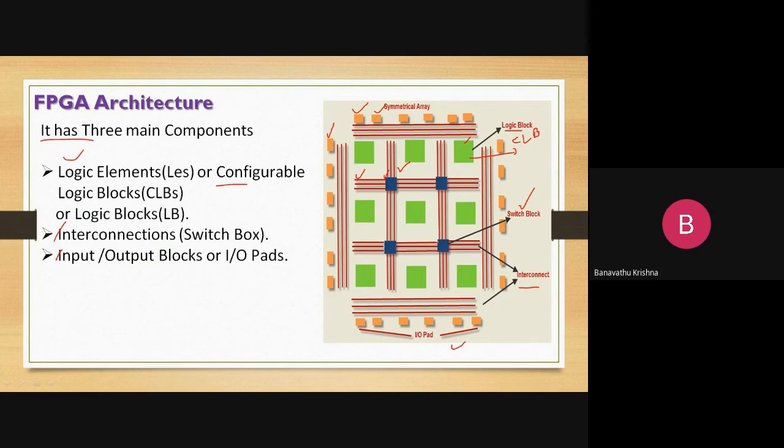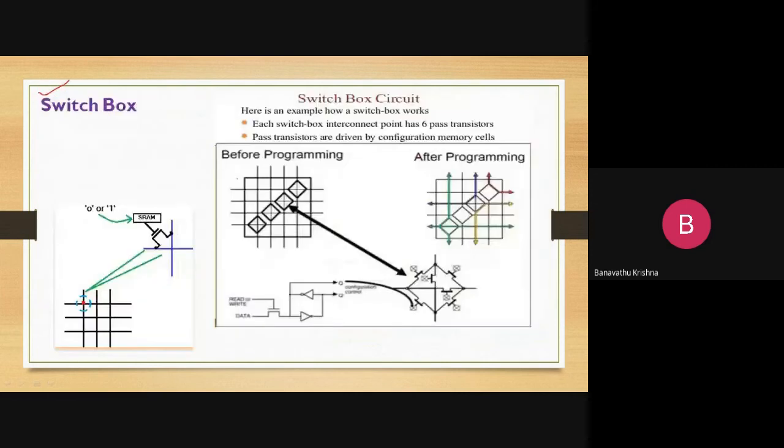So what is the actual internal circuit diagram of these switch blocks? Let us see here. This is the switch block, before programming the way it is here, and after programming. Before going to that, let us see the switch box. Here is an example of how a switch box works. Let us see the point here.